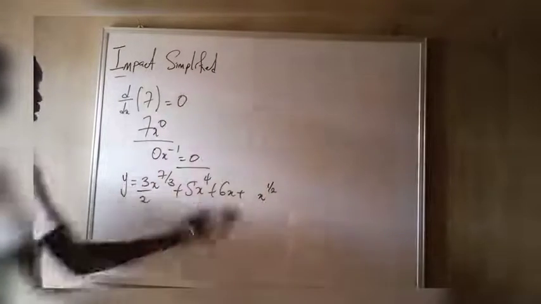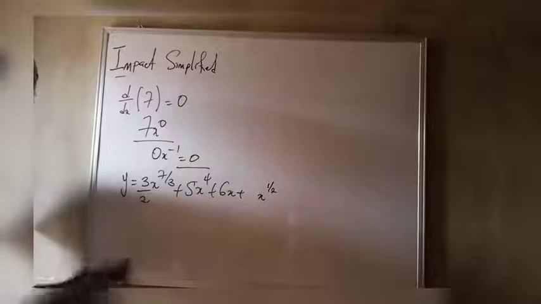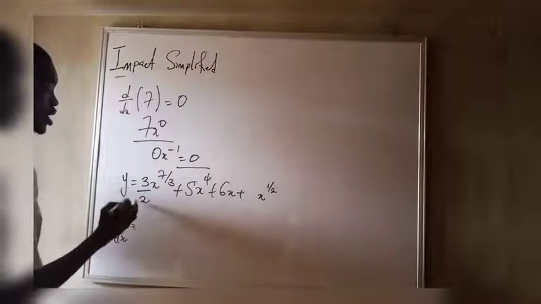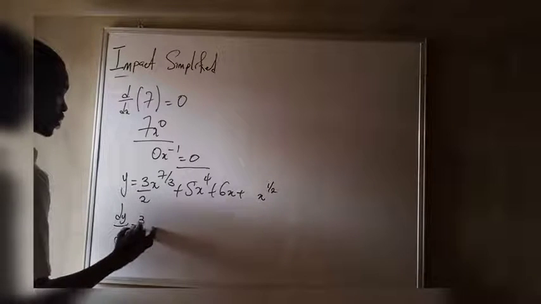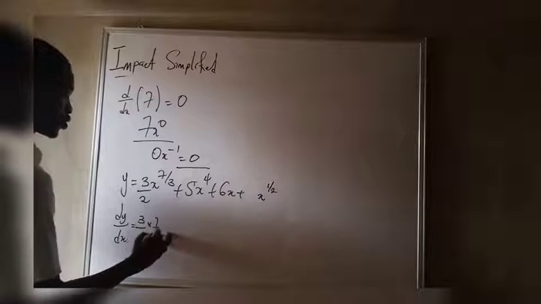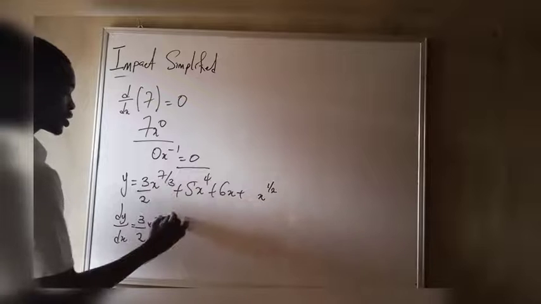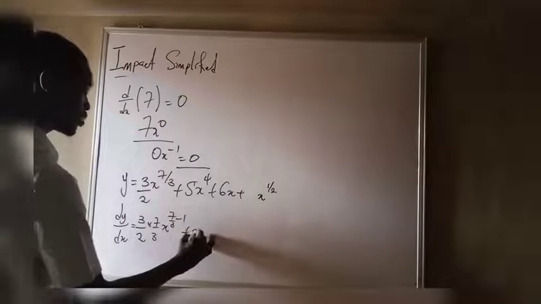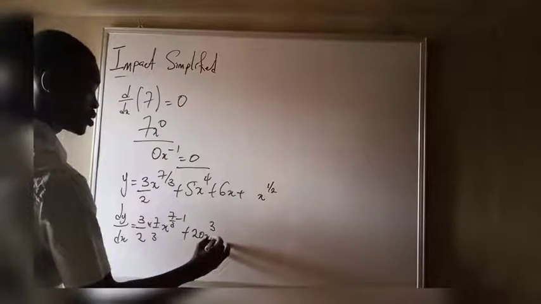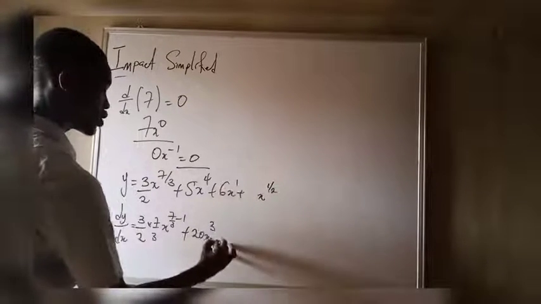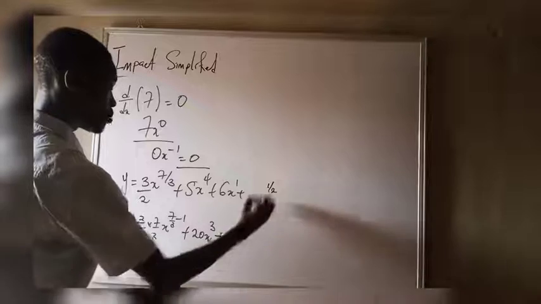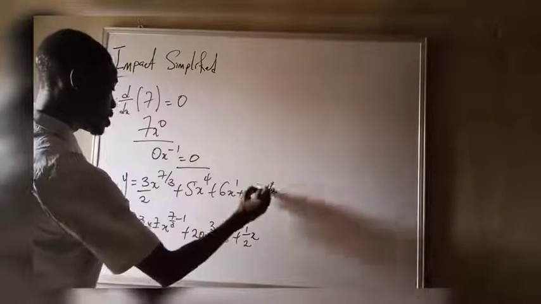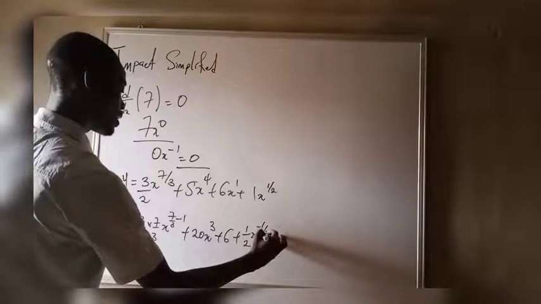A power of half. And then we differentiate by multiplying and subtracting. So that will give us what? dy over dx is equal to, now if you multiply this, that will give us 3 over 2 times 7 over 3, x into, then we remove 1 from this, minus 1. Multiply this, that will give us what? Plus 20x cubed. Multiply this, the power here is 1, that will give us what? 6. Multiply this, the constant here is 1, that will give us what? 1 over 2 into this. Subtract this, that will give us minus half.